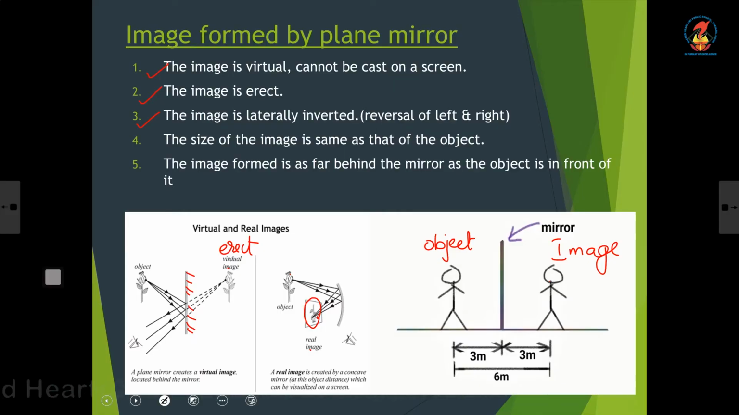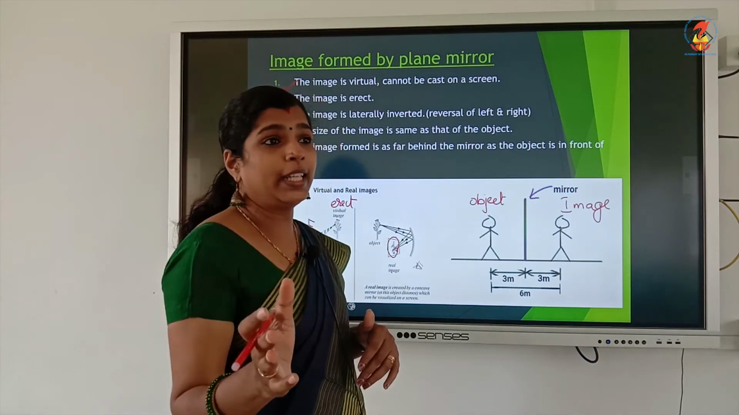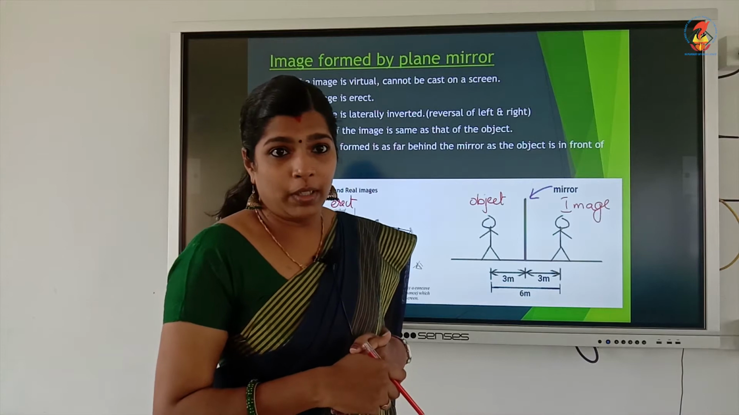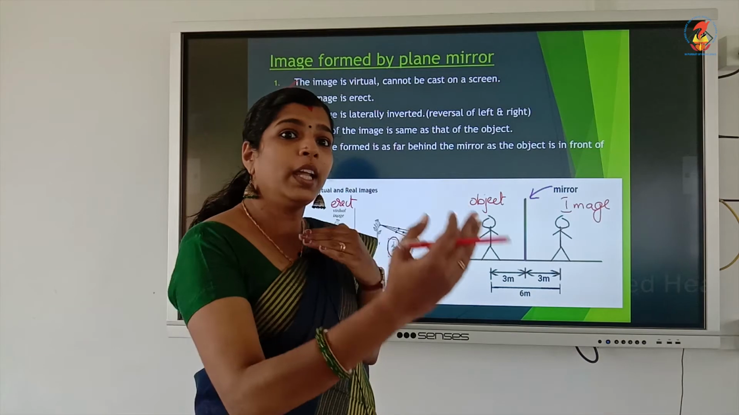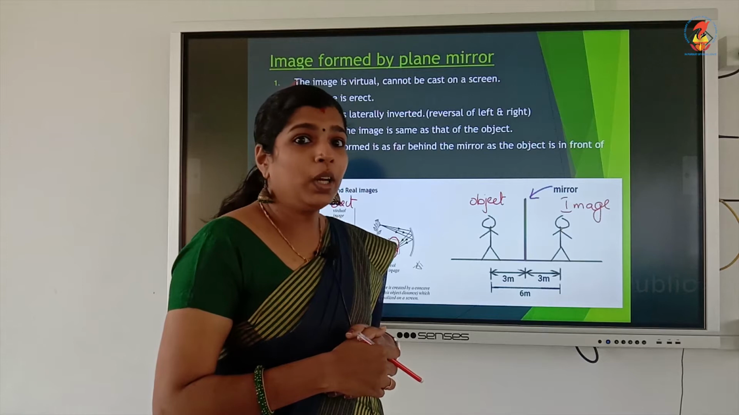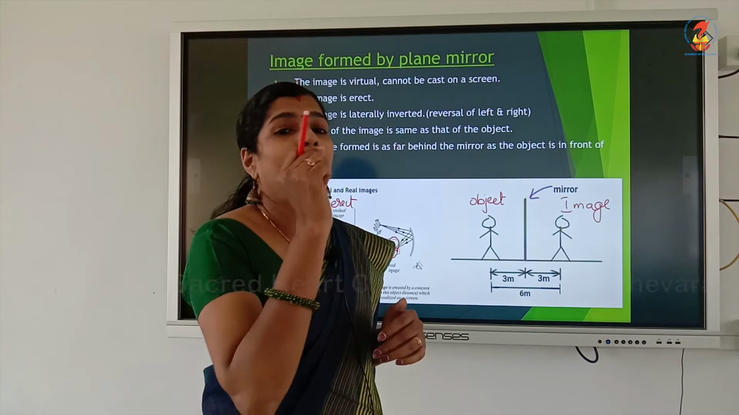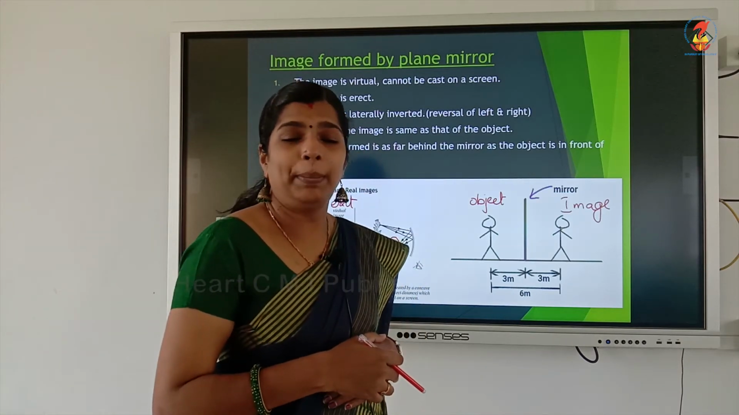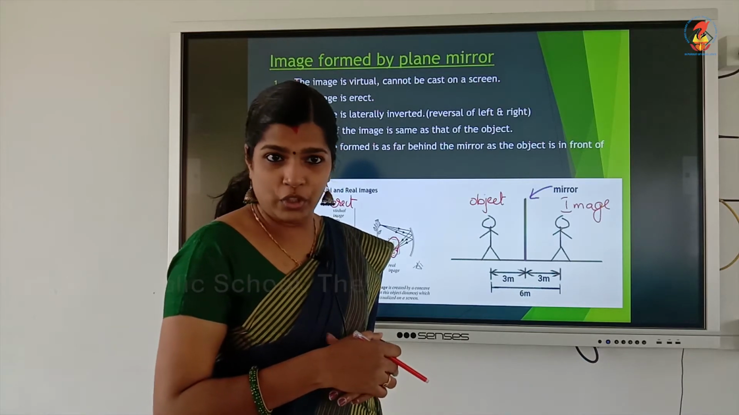Then the image is laterally inverted, that is, the reversal of left and right. When you move your right hand in front of a mirror, the image will move its left hand. That left-right reversal between you and your image in the mirror, or between an object and its image in a plane mirror, is known as lateral inversion.